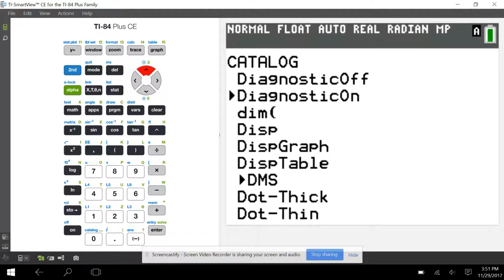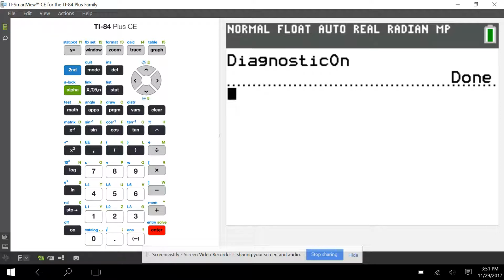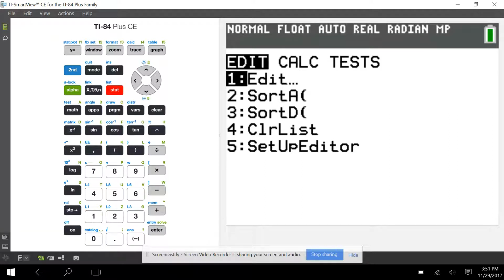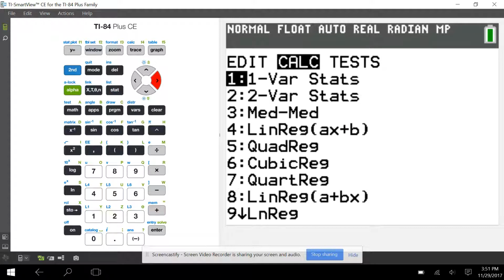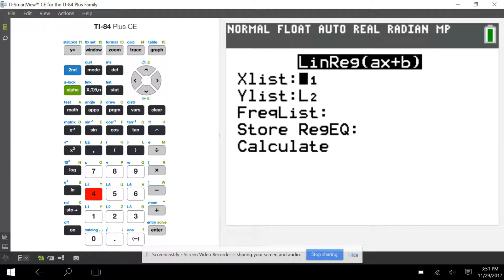Okay, diagnostic on, hit enter. It should say diagnostic on your screen. You hit enter again, and it says done. When it says done, you're done. So when I go to stat, calc, number 4, LNREG, it's going to give me the R value also. The R is the correlation coefficient.